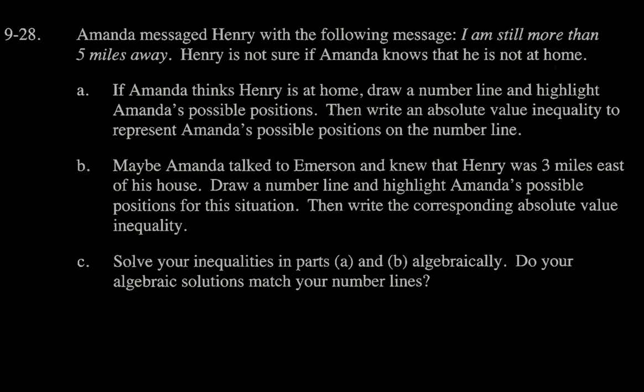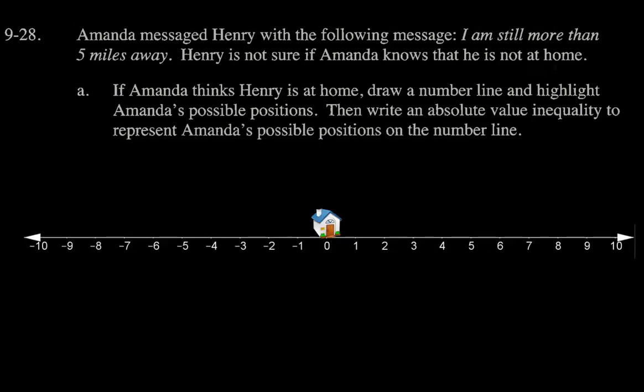Okay, so let's do that. I'll get this out of the way. Here's my number line, here's my house. So I'm doing this if she thinks he's at home. Amanda thinks Henry's at his house at 0, and she says, I'm still more than 5 miles away. So what I'm going to do is put an open boundary at -5. The reason I said open boundary is that she says I'm more than 5 miles away. If I was right at the 5, that would mean I'm 5 miles away. But it says I'm not 5 miles away, I'm more than that. Like I'm going this way, right? I'm more than 5 away.